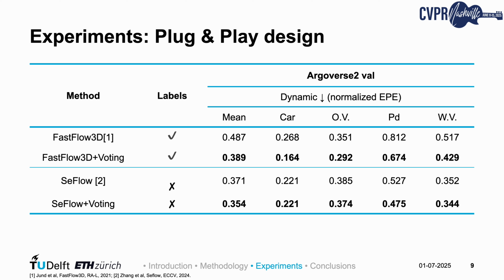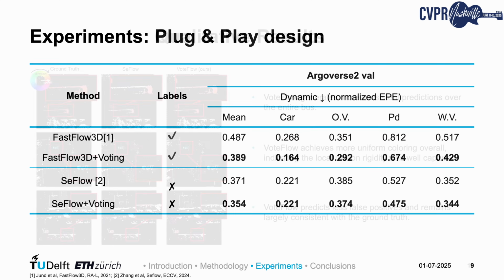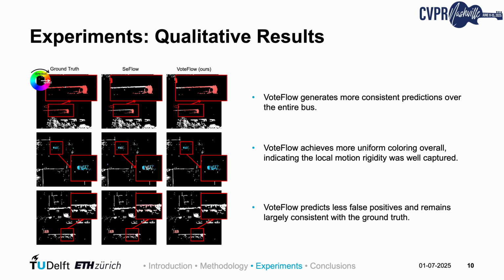We further integrate our voting module into the supervised FastFlow 3D and the unsupervised CFlow, consistently improving their performance. This table highlights the plug-and-play nature of our voting module and demonstrates the benefits of embedding motion rigidity into network design. Now let's look at some visual examples.